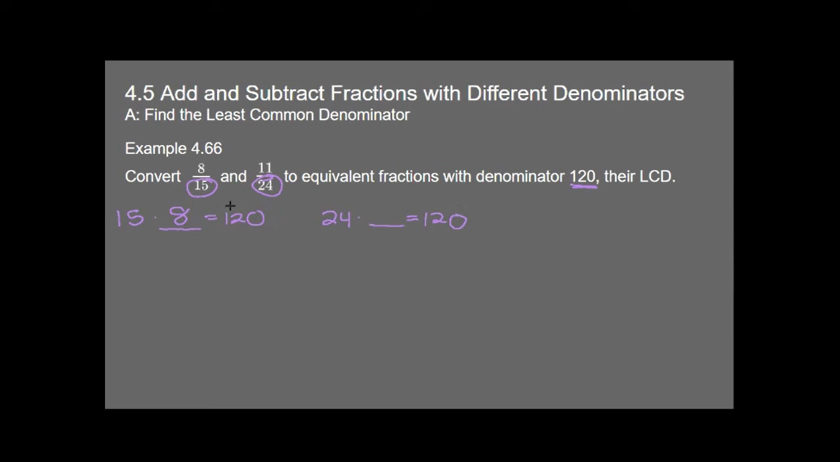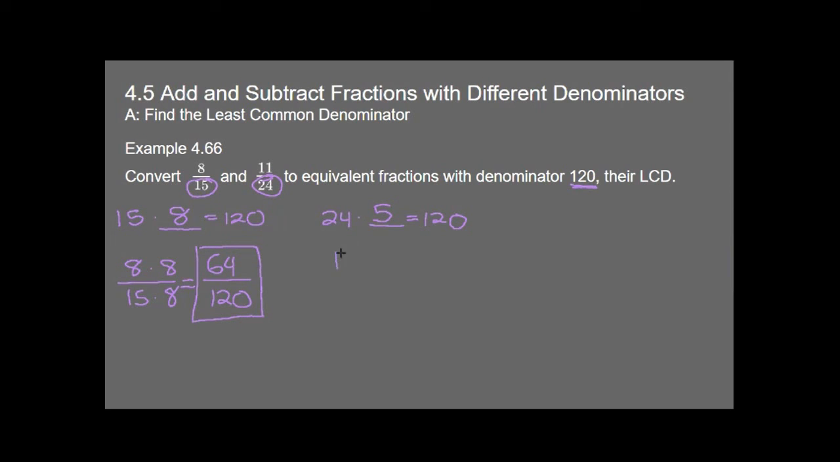Now, of course, it might take you some time to figure these out. You might need to do some division, but just for the sake of time on this lecture, I'm just going to tell you that this is 5. 24 times 5 is 120. So now we need to multiply both of these by the original fractions. So 8 over 15, and we're multiplying the bottom and the top by 8, and that is equal to 64 over 120.